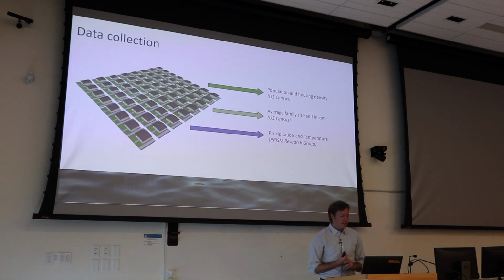Then we're able to collect things at the neighborhood scale, including population, housing density, family size, income, some of these key control variables that would influence water consumption. And then we also controlled for precipitation across all the different cities.